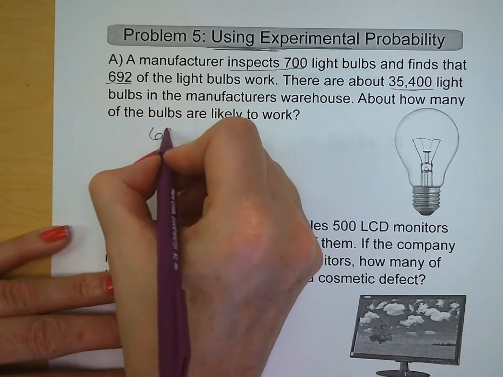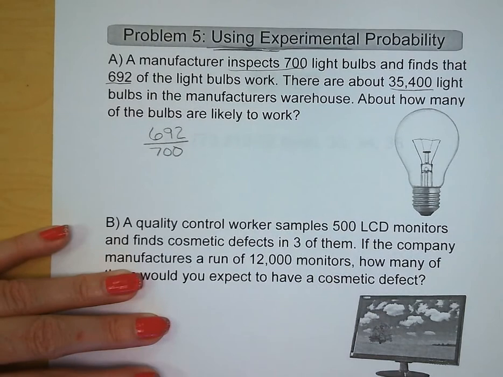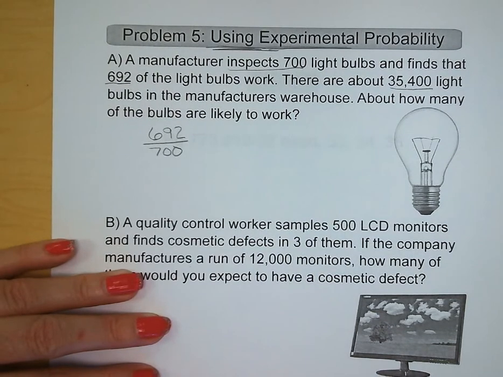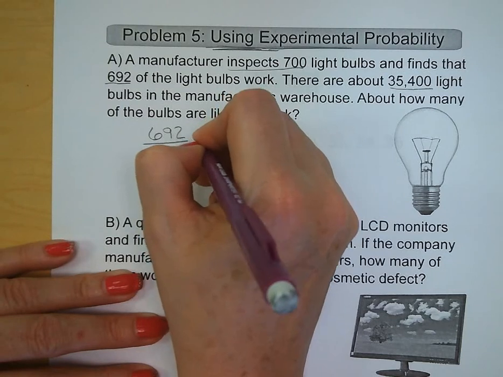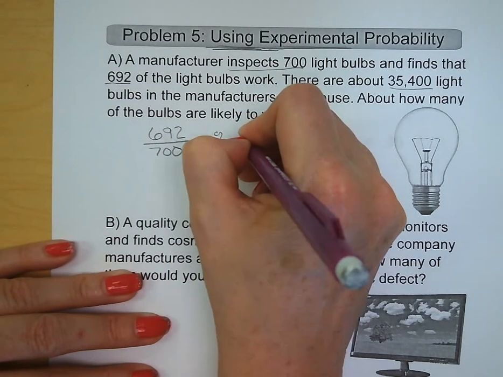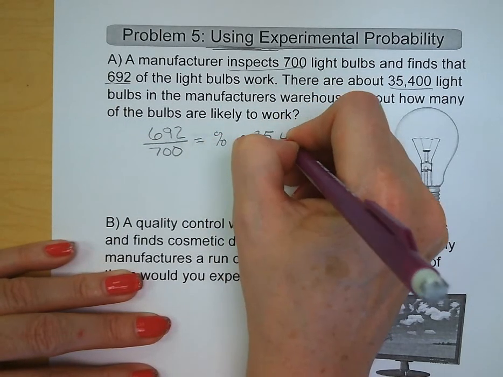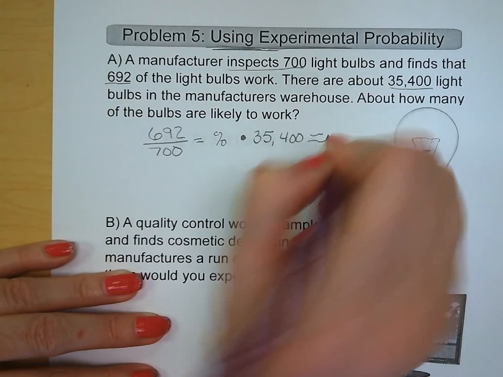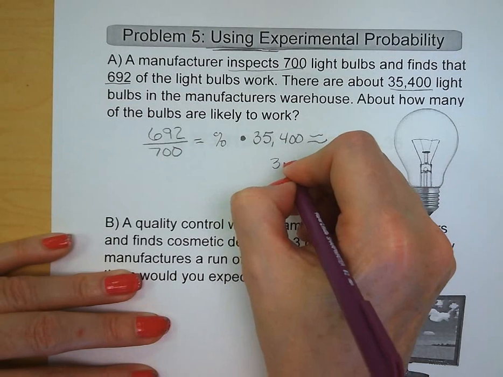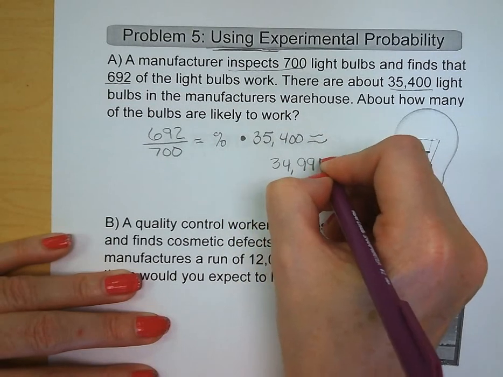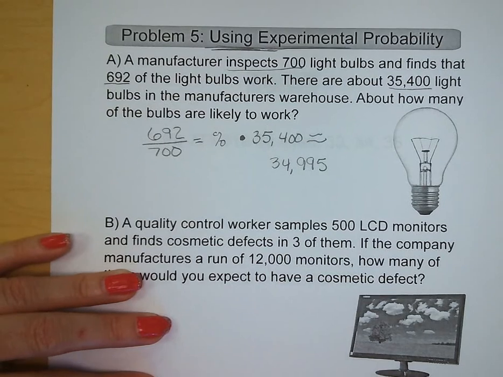So first off, we need to find what is the percentage that are working. So you do 692 divided by the 700 that you tested. That gives us the percent that work. Now we multiply that by however many total light bulbs they have in their warehouse. So when you multiply it all together, you get approximately 34,995 of the light bulbs are going to work.